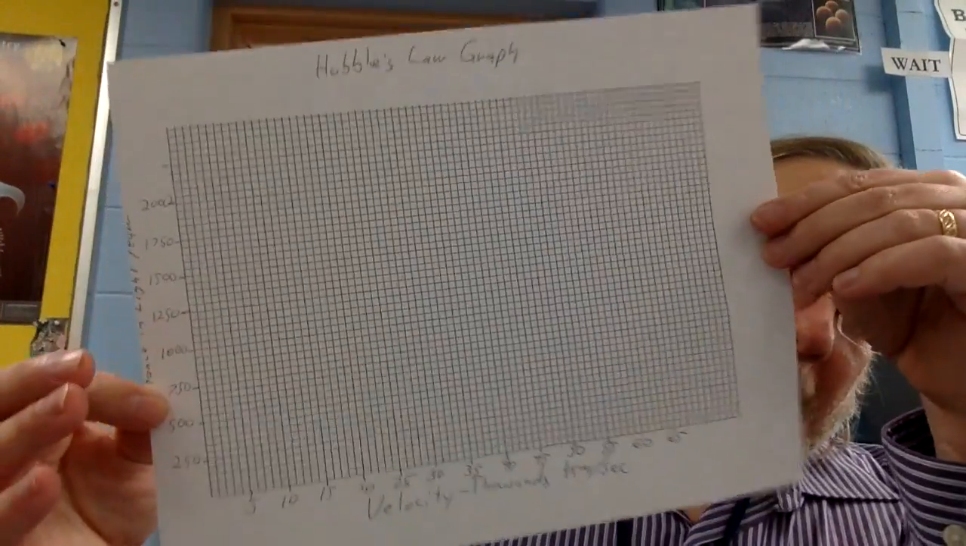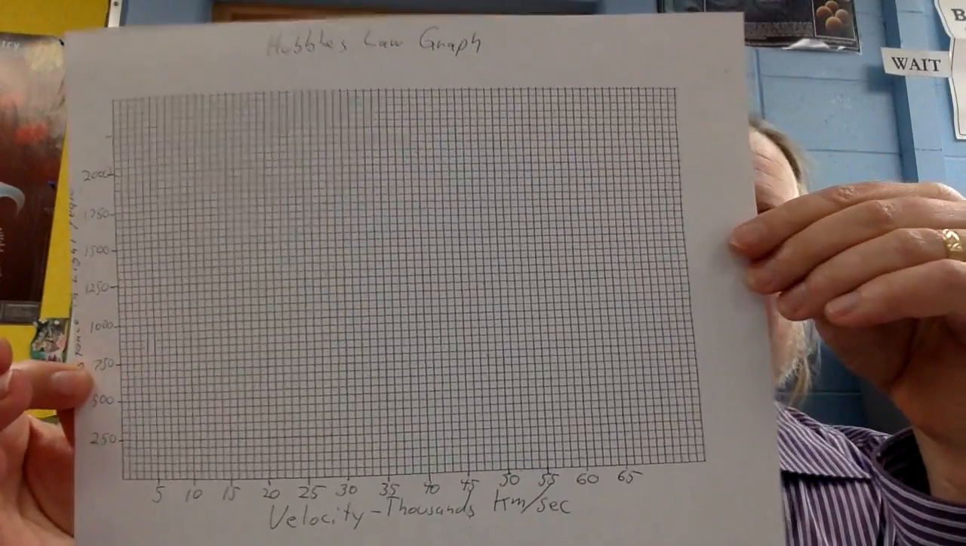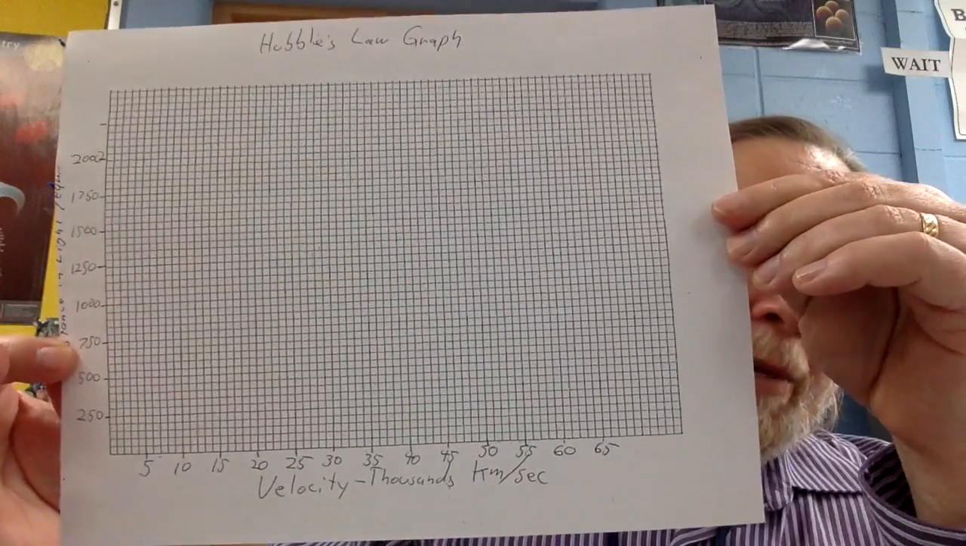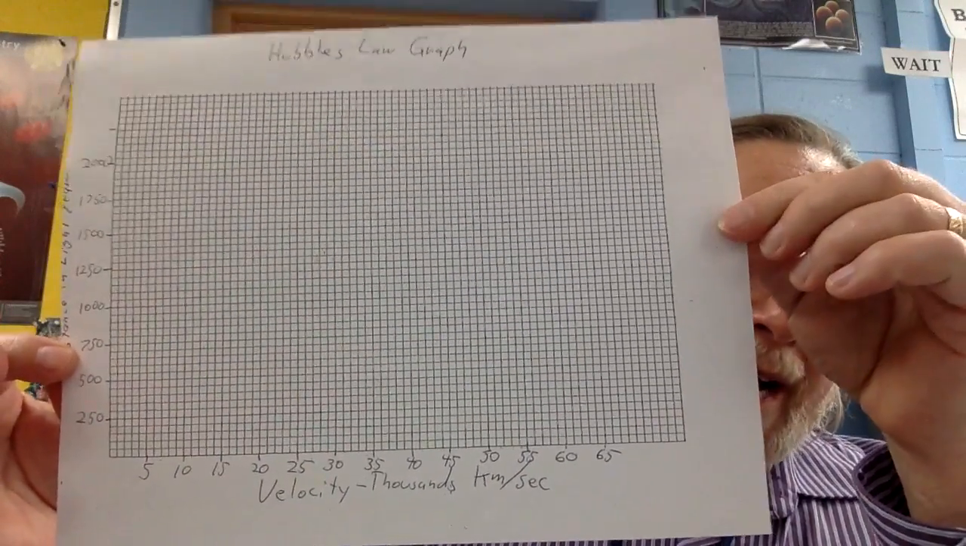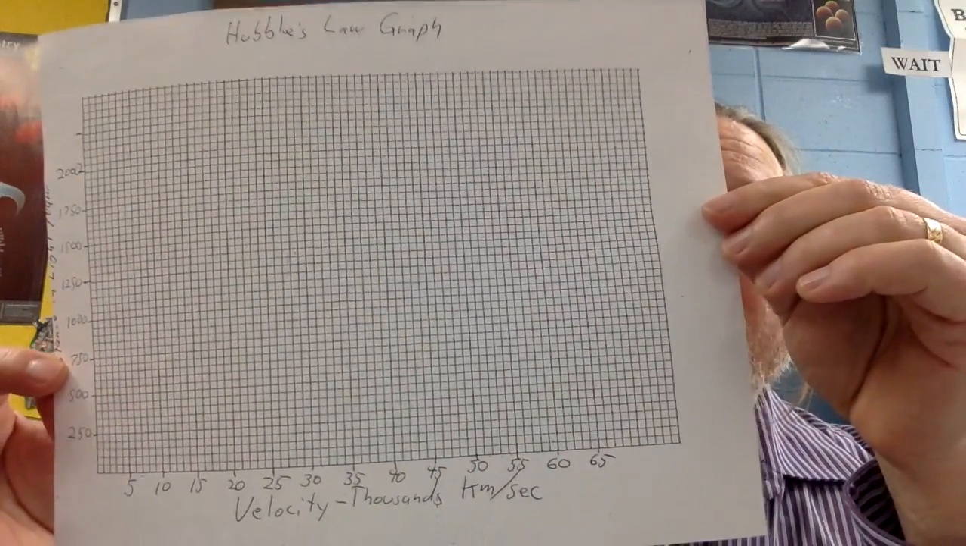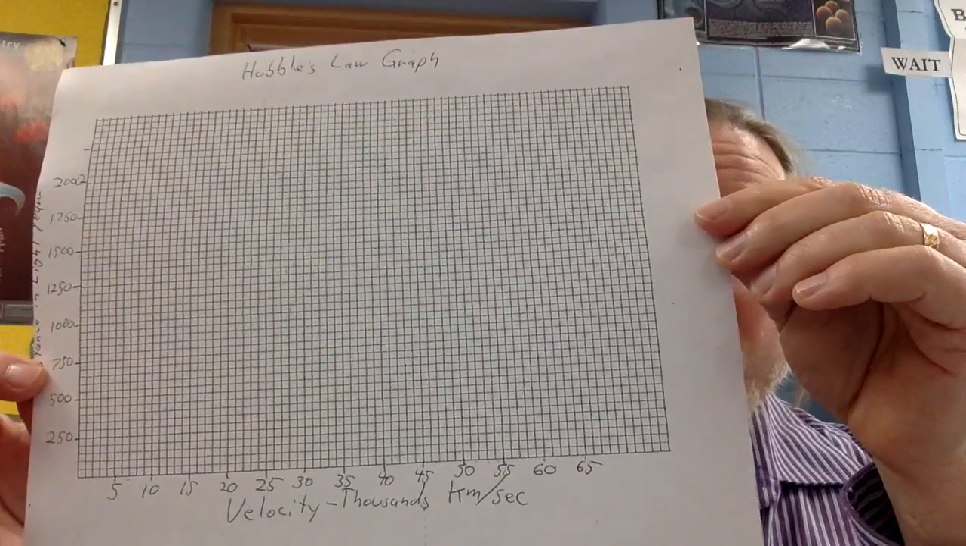Today we'll use this data to plot a graph, and the graph will compare the distance of these galaxies from the Milky Way to the velocity that they are traveling at. I will have supplied you with a piece of graph paper that looks like this, titled Hubble's Law. Along the x-axis will be the velocity. On the y-axis will be the distance from the Milky Way. There is a scale provided for you.